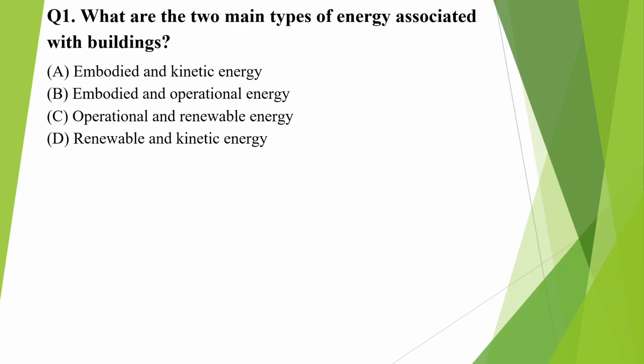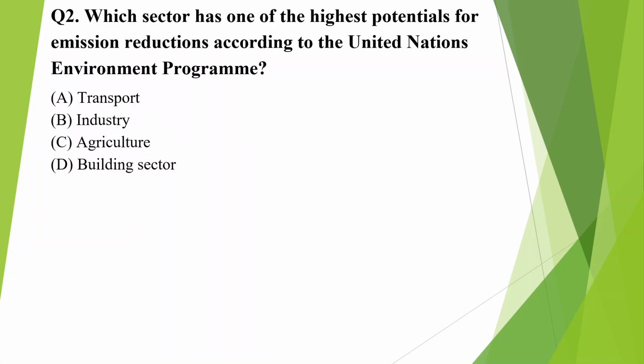Let me tell you all that option B is the correct answer, and all of you have answered it correctly. That is embodied and the operational energy. Both are the two main types of energy associated with buildings. Fine. Let us move to the second question.